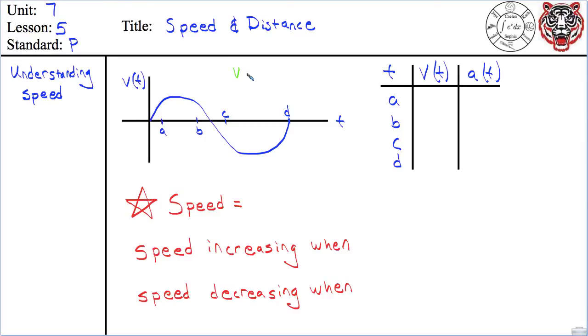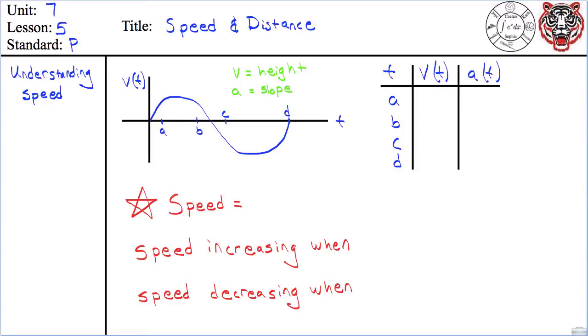So velocity and acceleration. Velocity, is that height? Is that slope? Is that concavity? What is velocity? Slope? On this graph. Careful. Height. It's going to be height. And acceleration, what is that going to be? Slope. Slope, perfect.